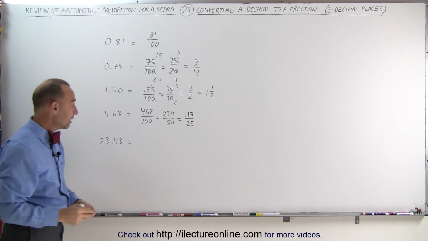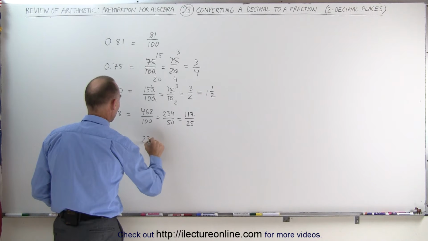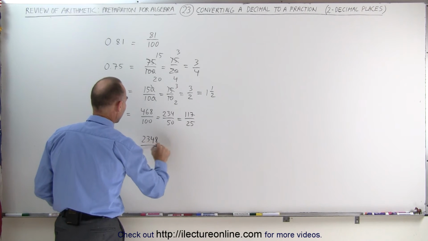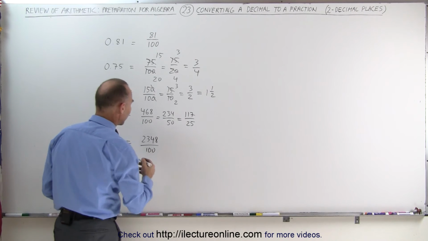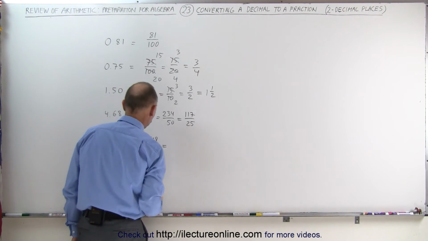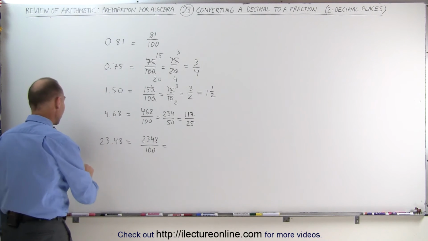23.48, again the same thing. We remove the decimal place and divide by 100. Notice that they're both even. We can divide by 2. This will give us, well, that's a little bit more difficult, isn't it? 2,348 divided by 2. Well, we can do it by long division.